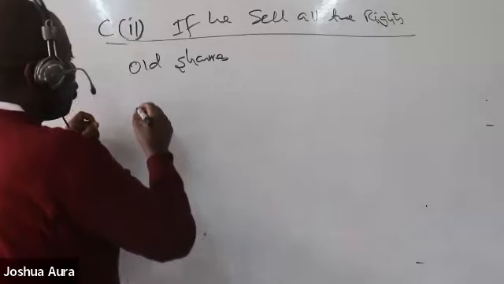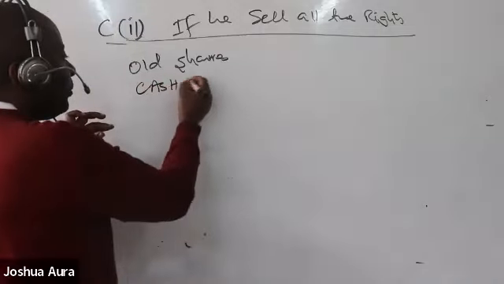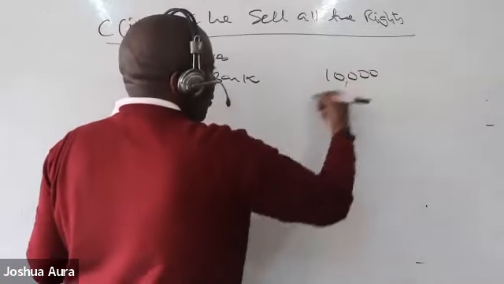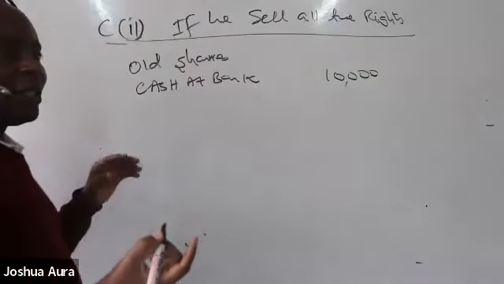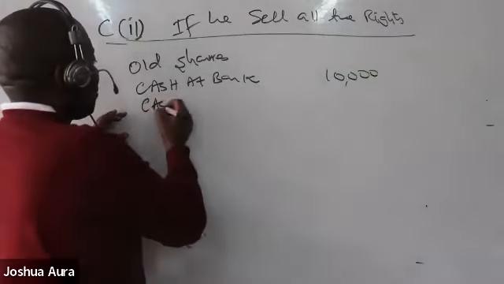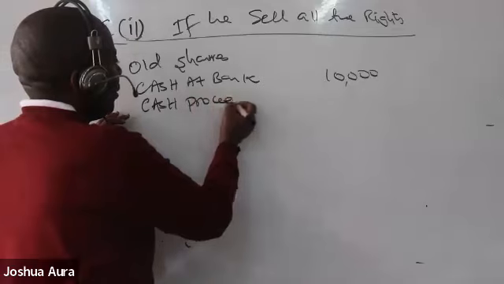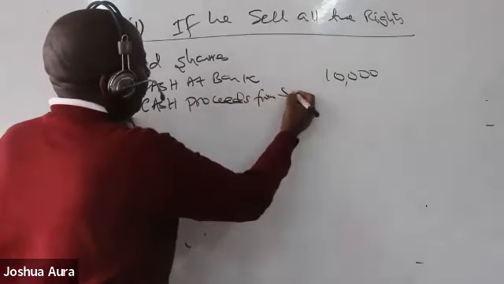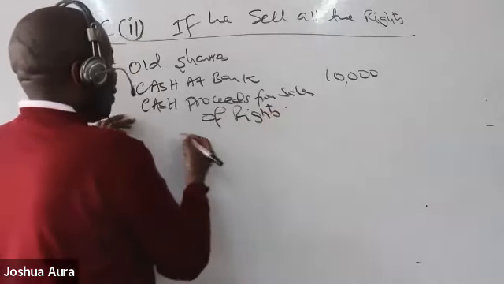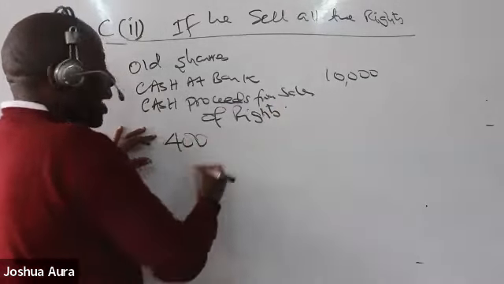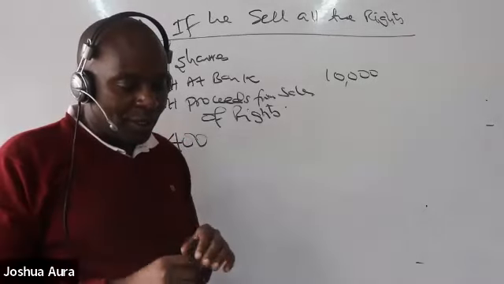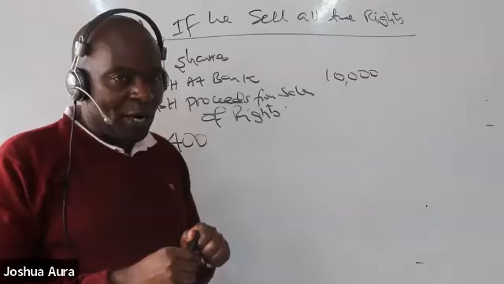And then number two, we are going to have cash at bank. Cash at bank will remain at 10,000 this time around, isn't it? Because he's not buying shares. And then he's going to sell rights, isn't it? So in this case here, we have here cash proceeds from sale of rights. So remember the rights this guy is going to sell are 400. These guys are not talking to me. The rights are 400.